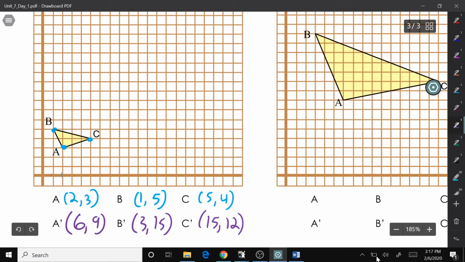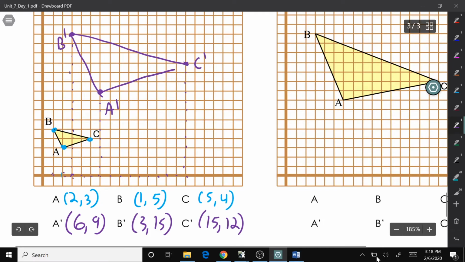So 1, 2, 3, 4, 5, 6. Okay. There is A prime. B prime is (3, 15). So this is B prime. And then C prime is (15, 12). So there is C prime. So this is our dilated triangle.